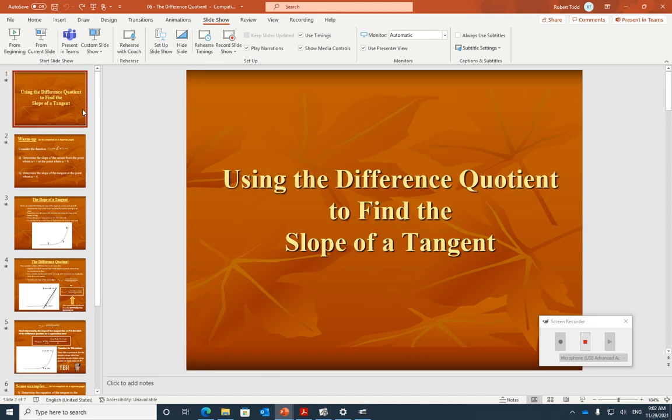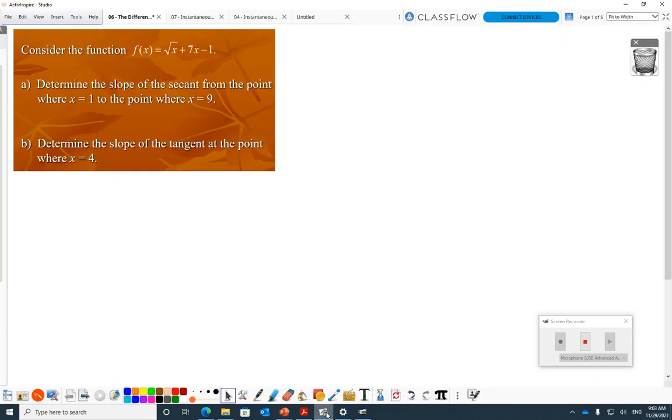Okay, using the difference quotient to find the slope of the tangent. Definitely saw this in advanced functions, but now we're going to get a little deeper on the whole thing. Here's the first example. Consider the function f at x equals root x plus 7x minus 1. Determine the slope of the secant from the point where x equals 1 to the point where x equals 9.